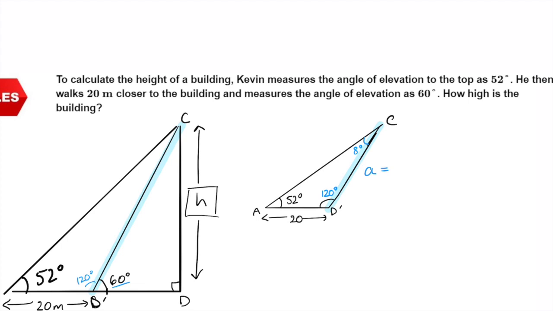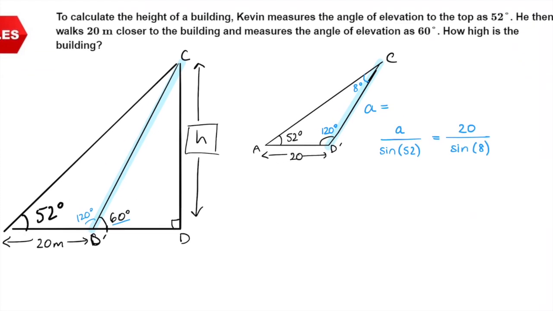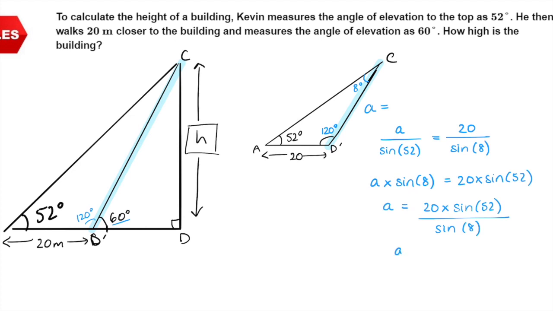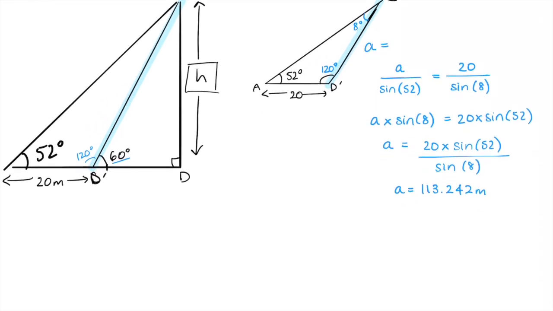So using all this information now, let's use the sine rule. We've got A divided by sine of 52 degrees is equal to 20 divided by sine of 8. Now rearranging this equation to make A the subject, I'm just going to quickly go through the working out. We're going to get A is equal to 113.242 meters. I'm going to keep it to 3 decimal places just because it's going to minimize our rounding errors.